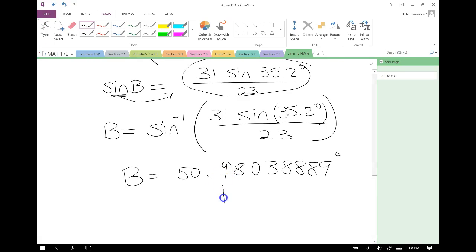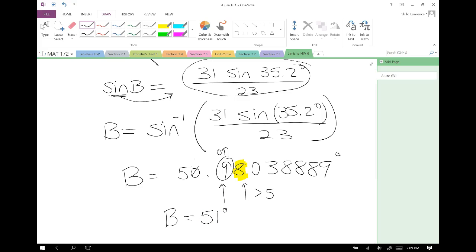So to round to the nearest tenth, we look at our hundredths position. And if our hundredths position is greater than 5, that means this number is going to get rounded up. So technically, since this goes up, it's going to go up to 0, and this is going to go up to 1. So B is 51 degrees.